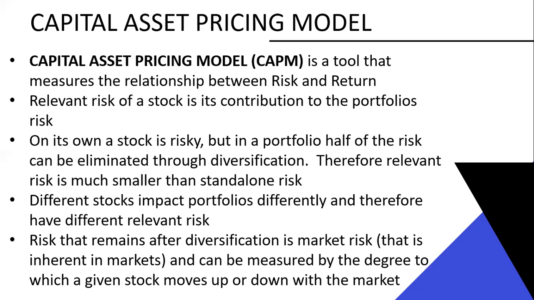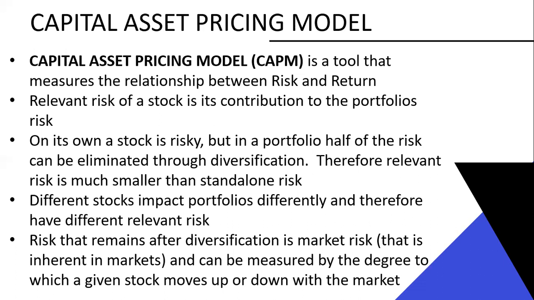On its own, a stock is risky, and in a portfolio, half of the risk, however, can be eliminated through diversification. Therefore, relevant risk in a portfolio is much smaller than standalone risk. So the relevant risk, or the risk that's being contributed by any one particular stock, is lower in a portfolio because a lot of the risk can be diversified. In a standalone situation, risk cannot be diversified away because we're only talking about one asset.